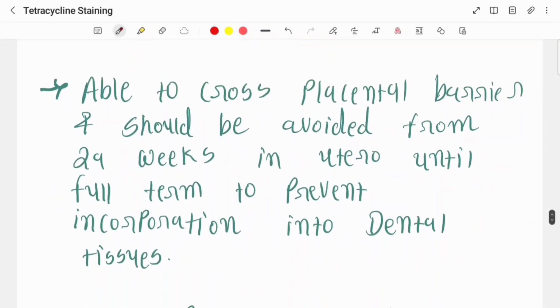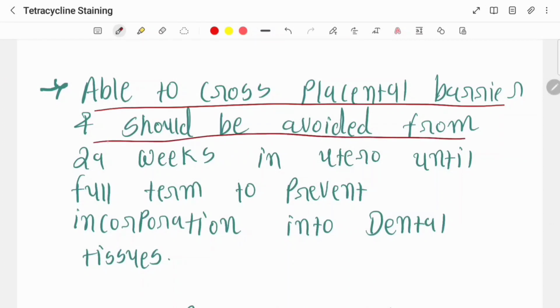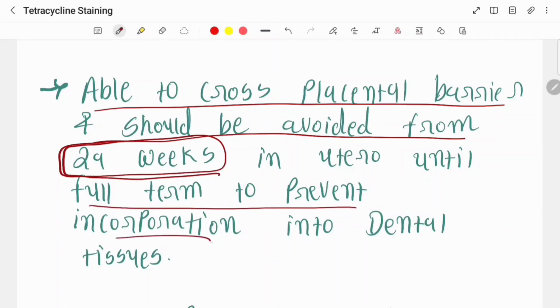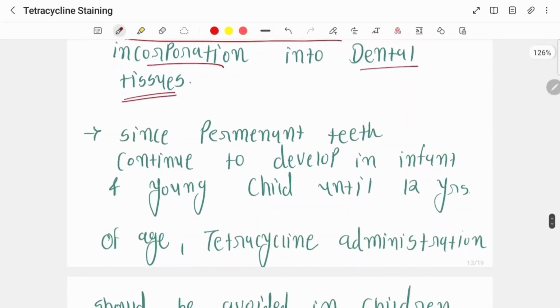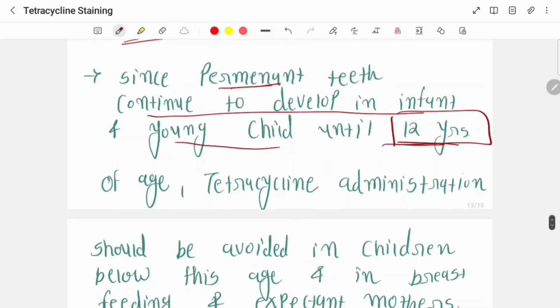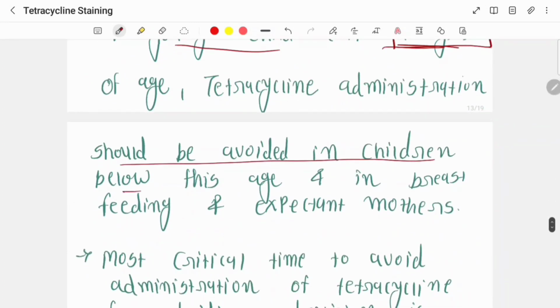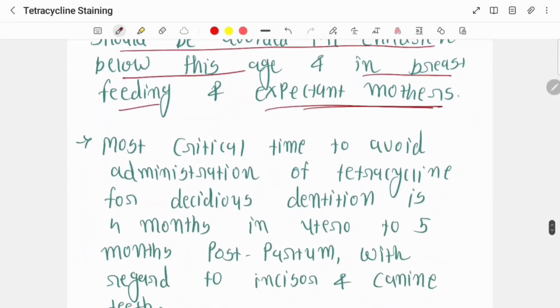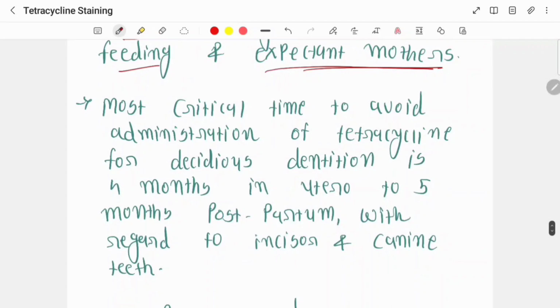Tetracycline is able to cross the placental barrier, so it should be avoided from 29 weeks in utero until full term to prevent incorporation into the dental tissue. Now if we are talking about permanent teeth, which continue to develop in the infant and young child until 12 years of age, tetracycline administration should be avoided in children below this age and in breastfeeding and expectant mothers. We have to avoid tetracycline till the age of 12.